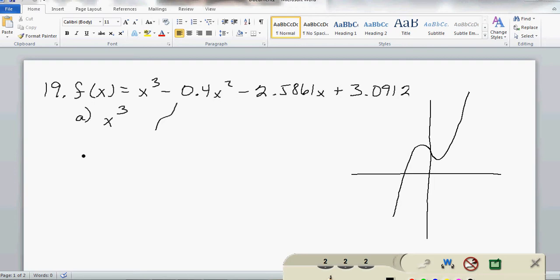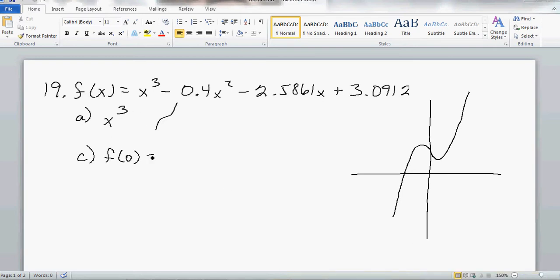Okay, part C asks us find the x and the y intercepts. Well, guess what? The f of 0 isn't too difficult. That I can do. F of 0 is 0 cubed minus this, which is 0, minus this, which is 0, or 3.0912. So I can get that. That's easy enough. 3.0912. So this point right here is 3.0912.